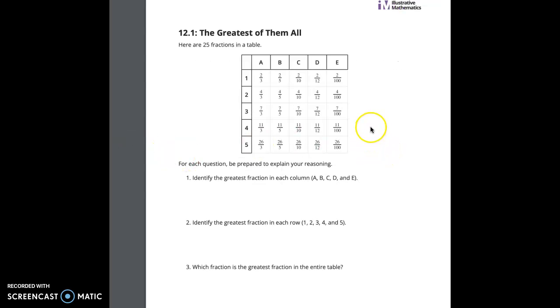All right. There are 25 fractions in a table. Here's our lovely 25 fractions, and here's the little table they set it up onto. Okay, so identify the greatest fraction in each column. So this is the column right here going up and down. Let me highlight that for you. So this is A, so this is a column. This is a column. This is the column for C. Column for D. And a column for E.